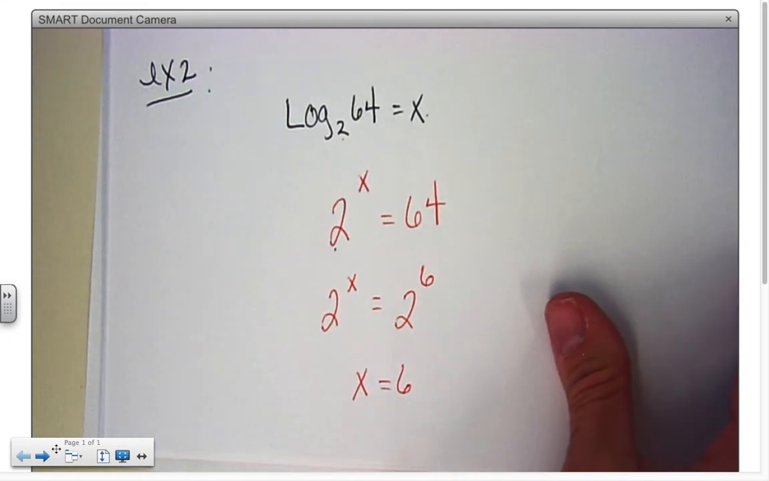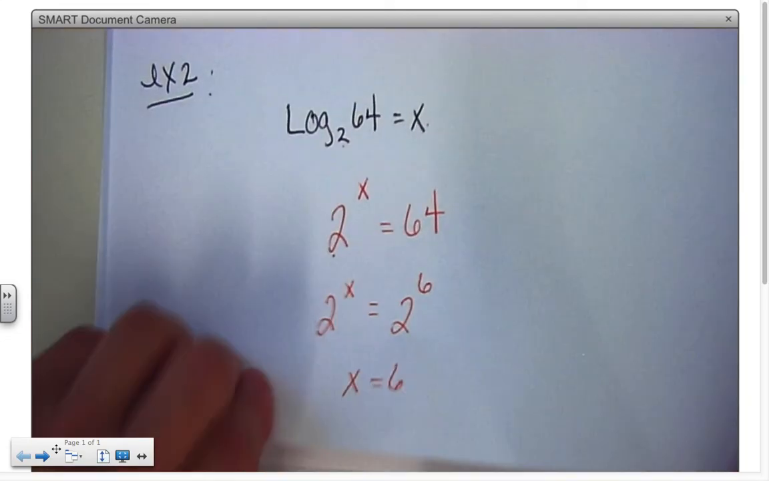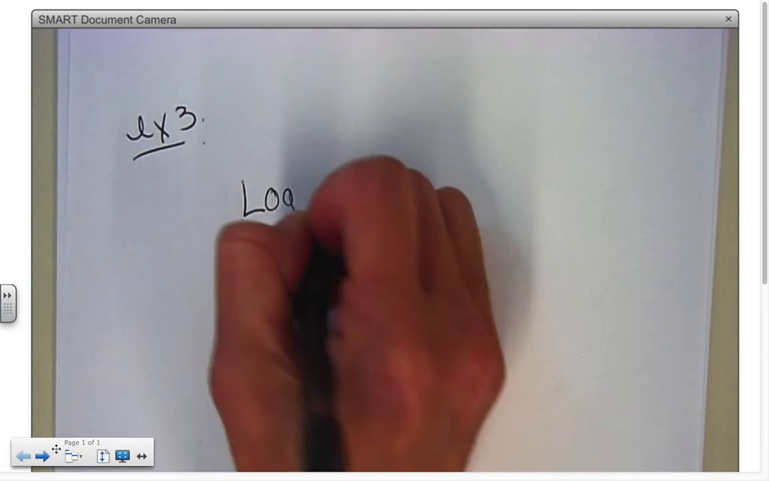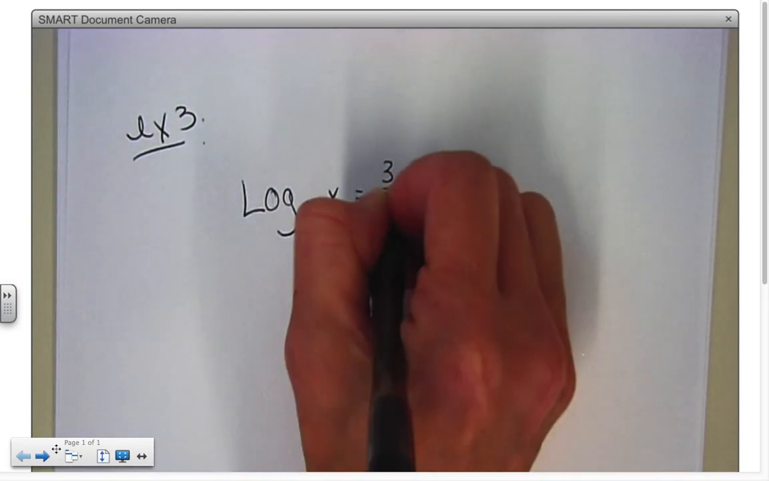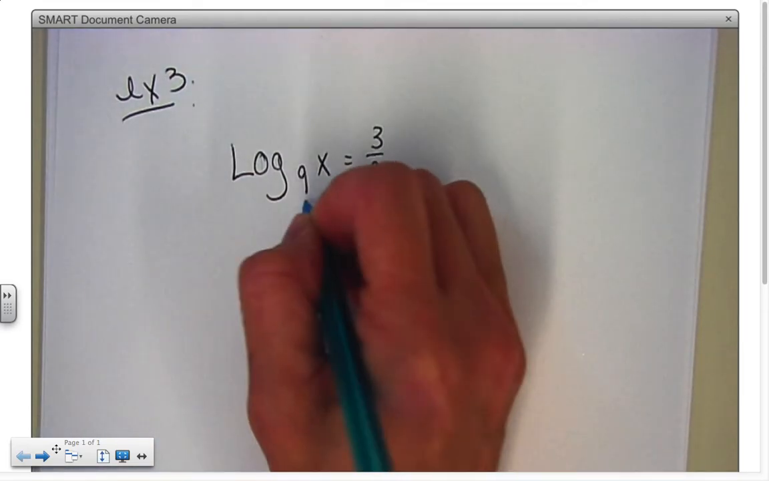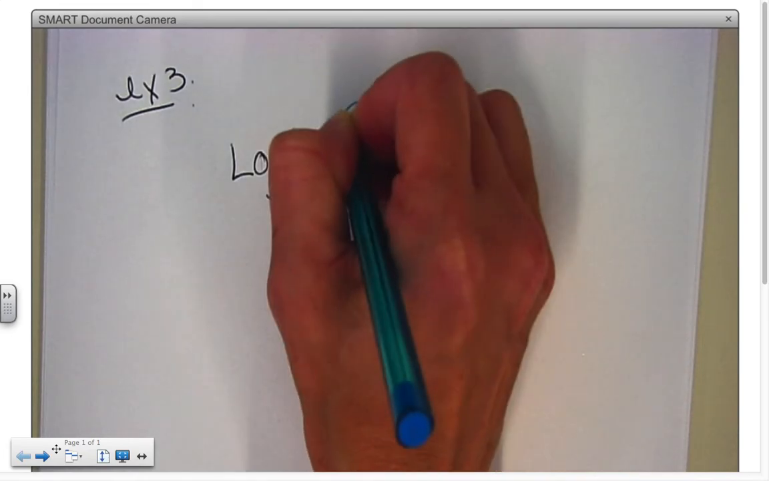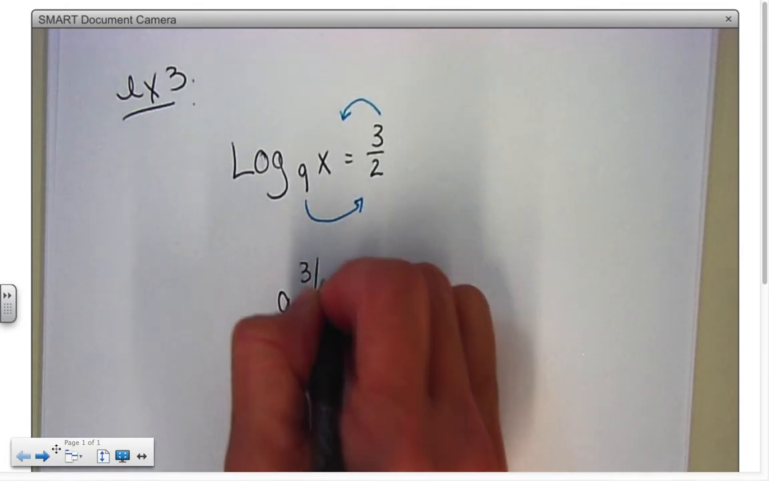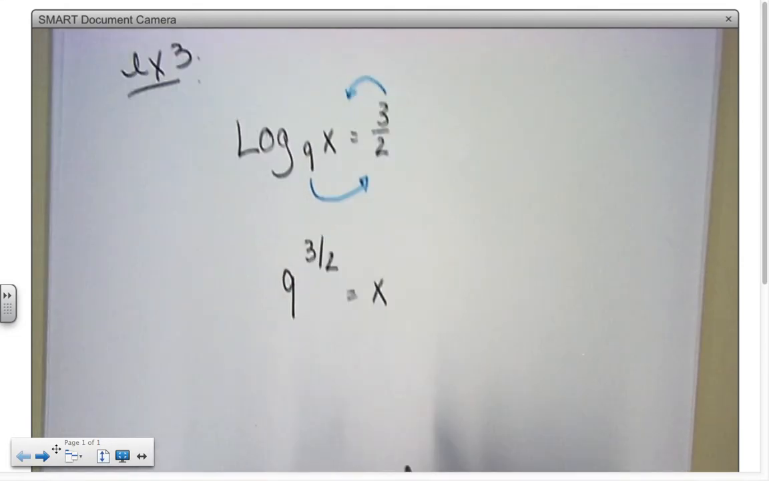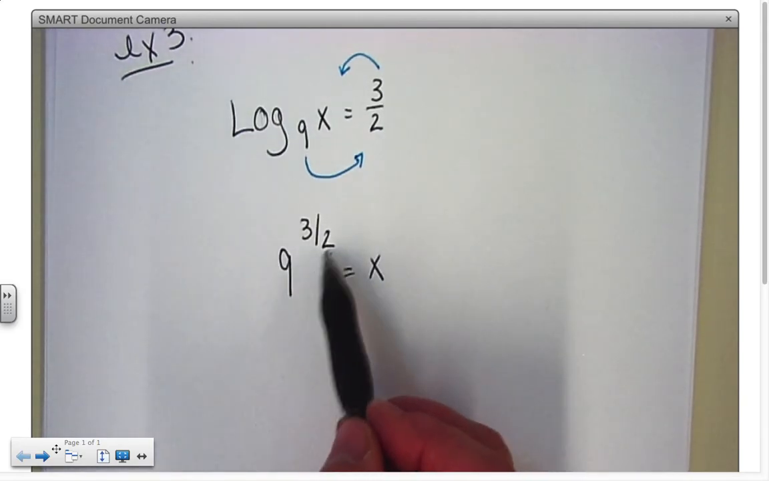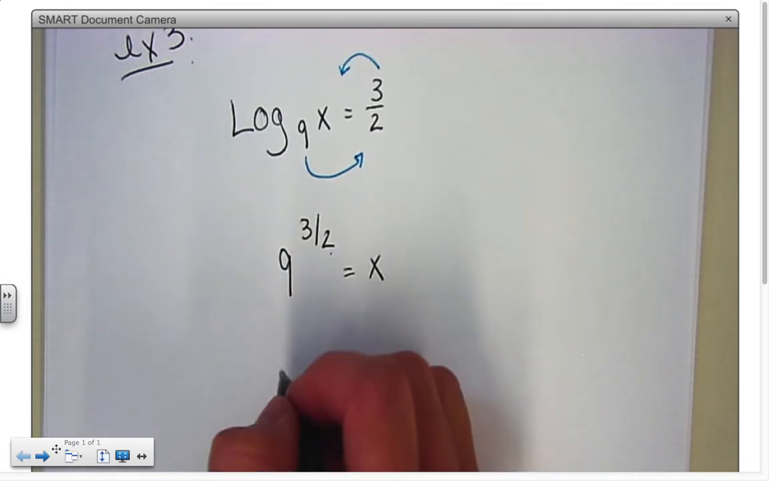All right, one more example, example 3. For example 3, I've got log base 9 of x equals 3/2. I want to switch out of log form into exponential. It's going to be 9 raised to the 3/2 power equals x. And in this example, I'm just ready to go. I just type this in the calculator, or we can do it in our head probably. Square root of 9 is 3. 3 to the 3rd power is 27. My answer here is 27.